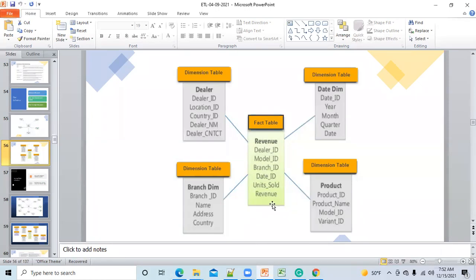And from this table, can you tell me what the branch name is? Branch address? No. From this table, can you tell me when that particular product was sold, on which date, month, and quarter? No. Can you tell me the product name? No, only IDs, right?